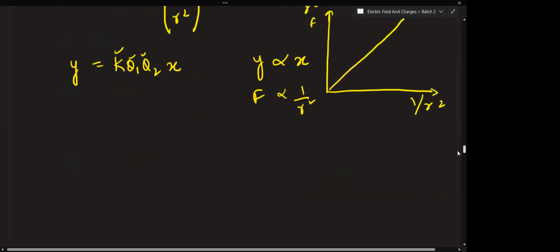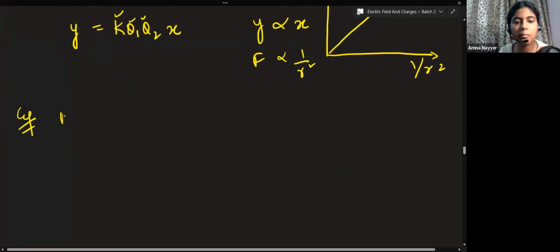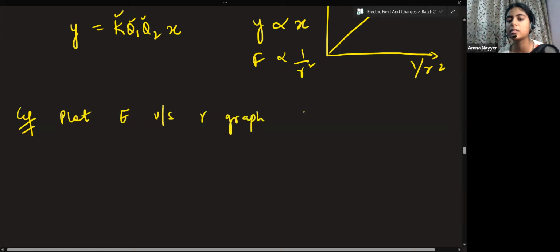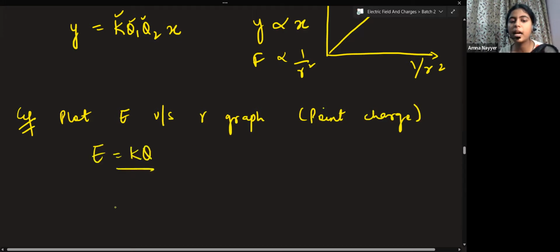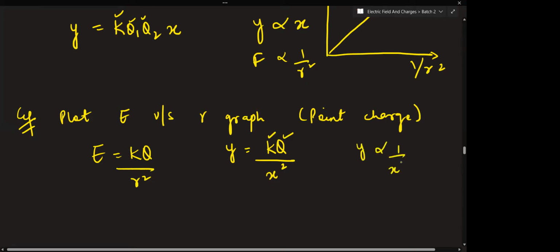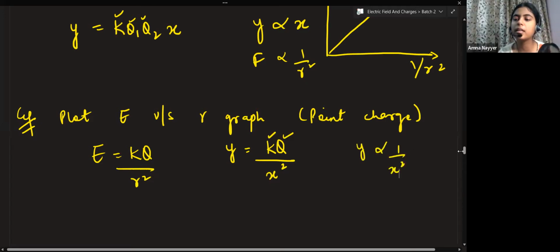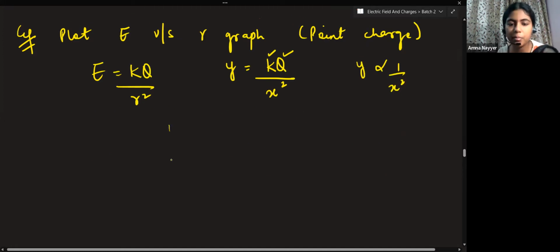Okay. If I take another example, to plot E, the electric field, versus R graph, and the charge is a point charge, then see, E is KQ divided by R square. So E is your one quantity, Y. The other quantity is R square. So let us write KQ, and substitute X square. K is a constant. Charge magnitude will remain the same. Y is inversely proportional to X square, so this is the case of a hyperbola.